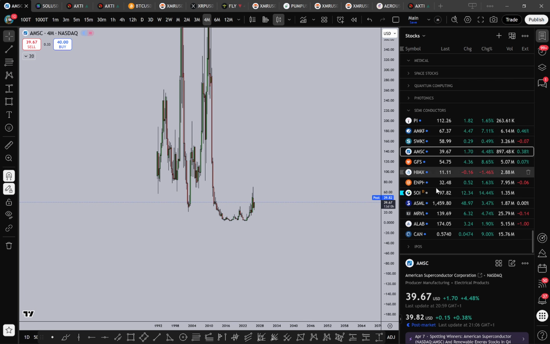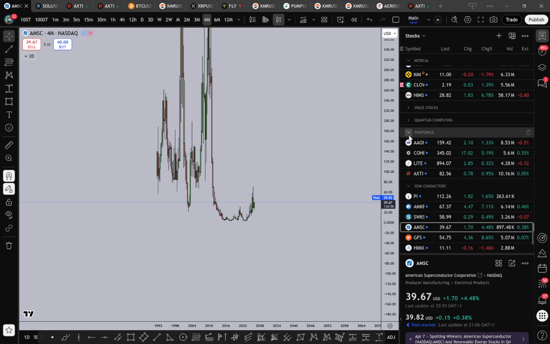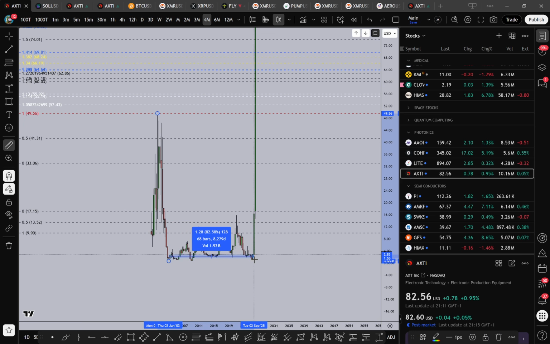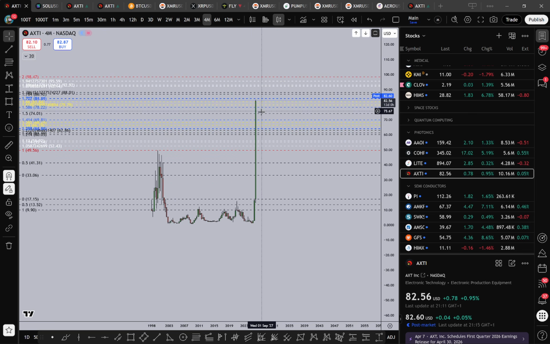It's one of the reasons why I could get Axti, because people focus on the fact Axti popped, right? But you don't focus on the fact you had accumulation from 2003 all the way through to 2025. That's a 23 year accumulation structure, right? And then you got the move up.